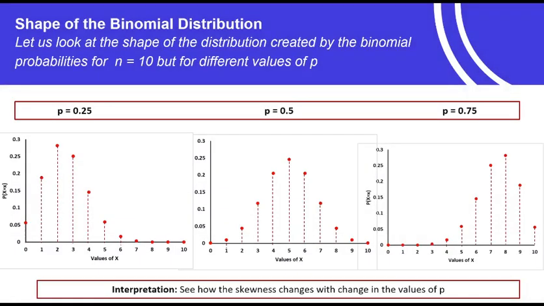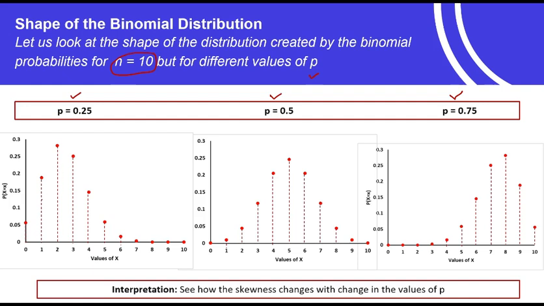Let us look into the shape of the binomial distribution. Here I have computed the probability of the binomial distribution. I have kept n fixed at 10, and I am taking different values of p. For the first, I have taken p as 0.25. For the second, n equal to 10 is kept fixed, and I have taken p equal to 0.5. And for the third one I am taking p equal to 0.75. I have computed these probabilities and drawn this graph.